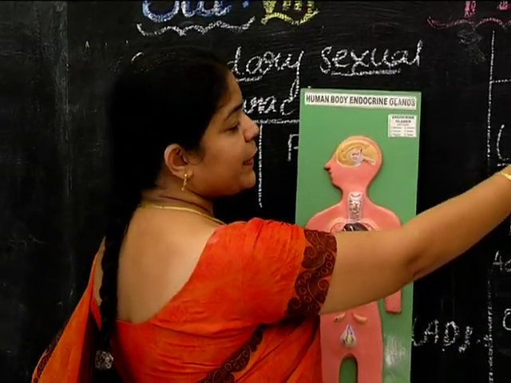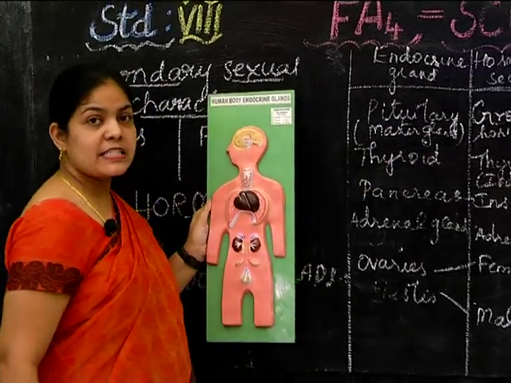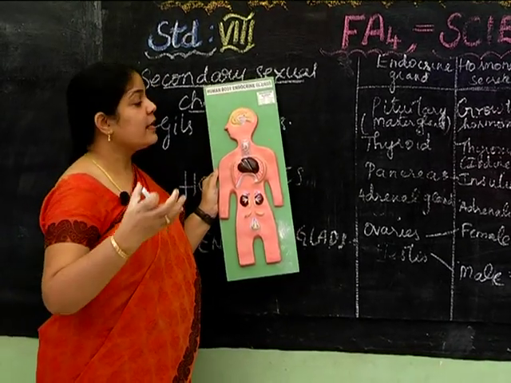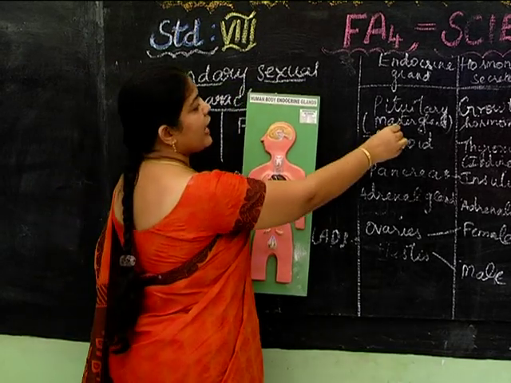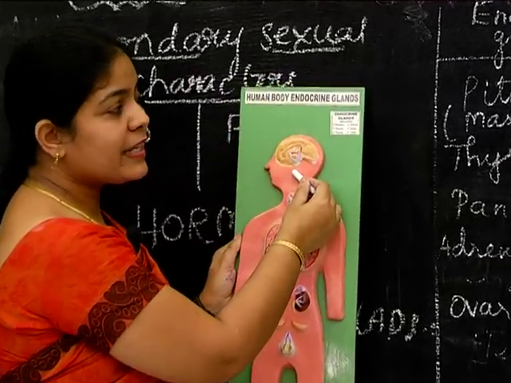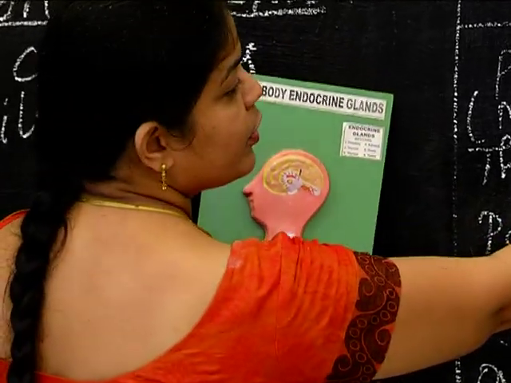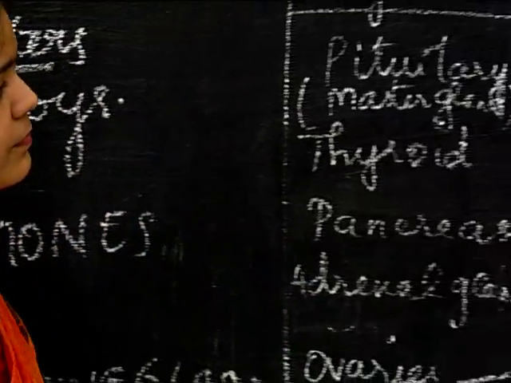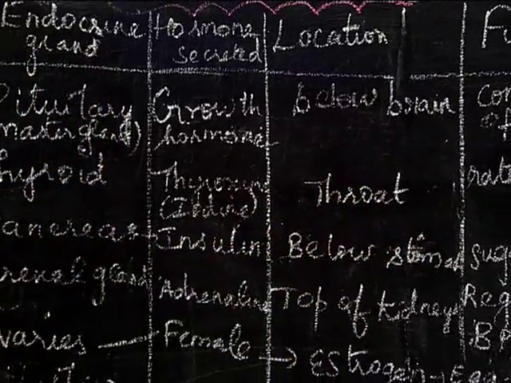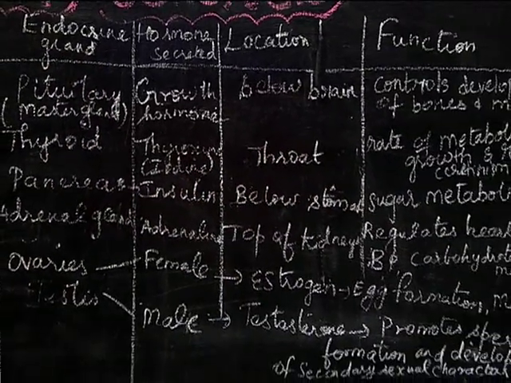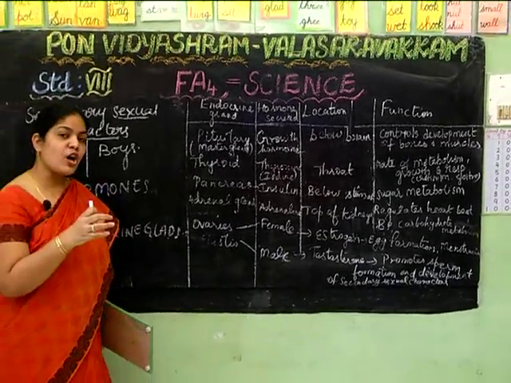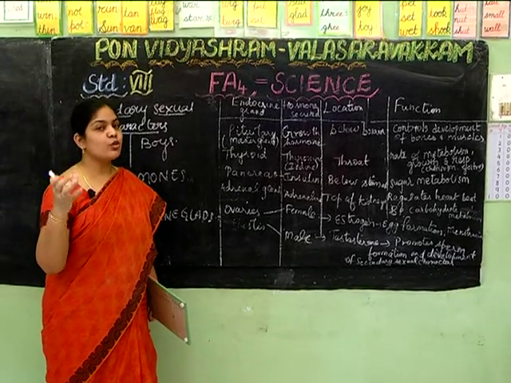The first endocrine gland is the pituitary gland, which is also called the master gland because it controls the functions and secretions of all the other endocrine glands. This pituitary gland is located in the brain region, below the brain. It secretes a hormone called growth hormone, and the function of pituitary growth hormone is to control development of bones and muscles. If growth hormone is secreted in a large amount, it leads to gigantism, and if it is secreted in less amount, it leads to dwarfism.